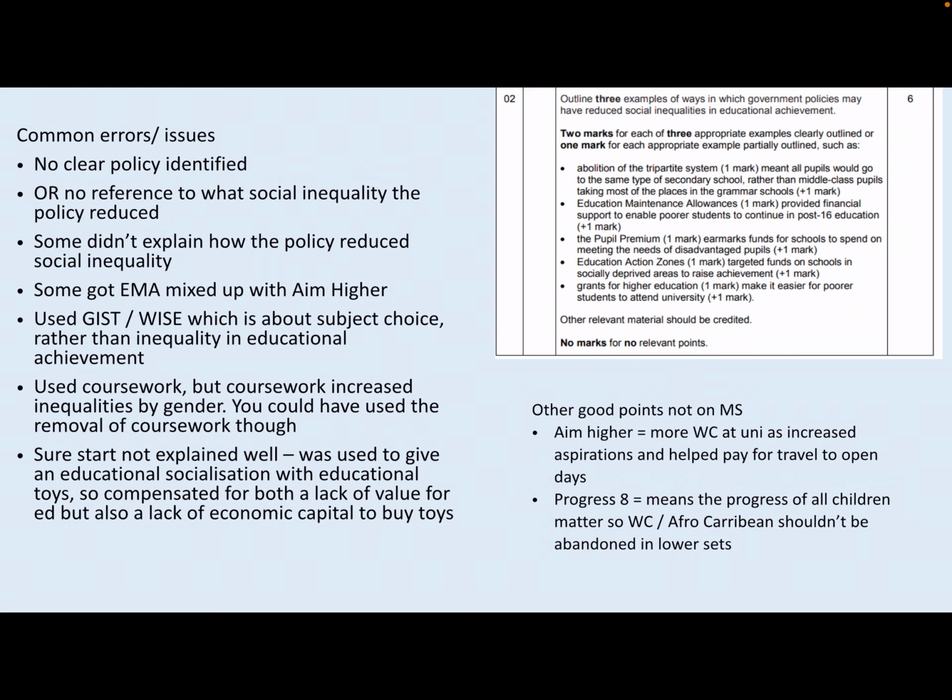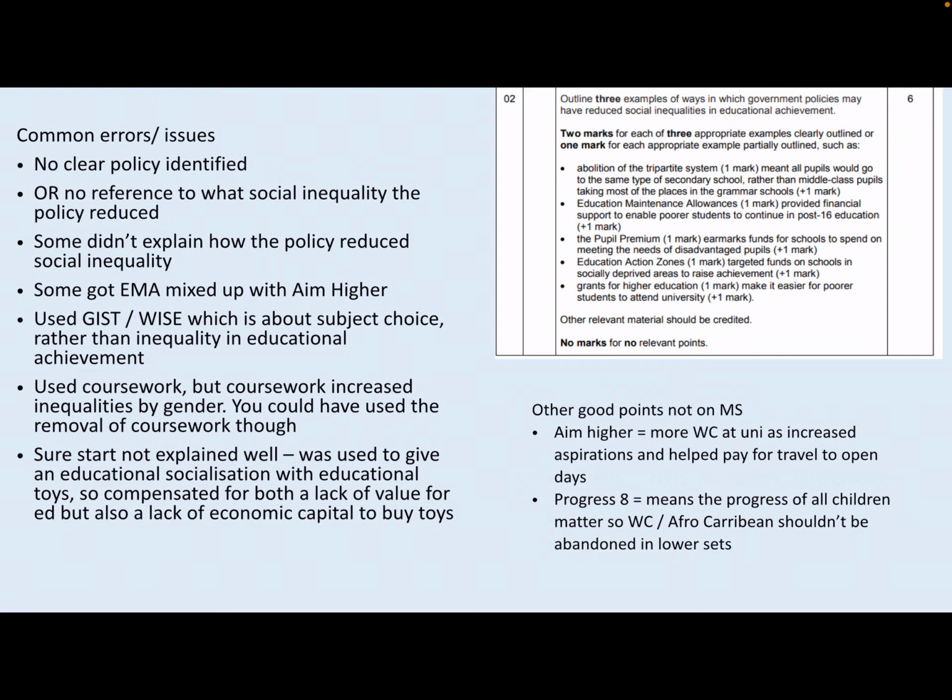A couple of you used coursework as a policy, but coursework didn't really reduce inequalities. It actually increased them, if you like, because girls did so much better at it. You could have used the removal of coursework possibly, because that reduced the inequality in educational achievement as boys then did better because it was more exam-based assessment.